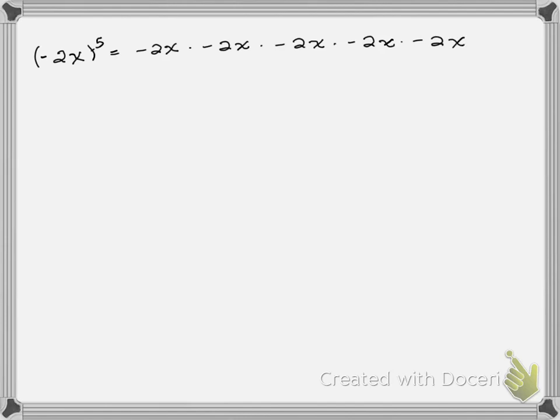So this is really all just multiplication, right? You could put a dot in between all of these. And so we can rearrange those factors to say that this is like negative 2 times negative 2 times negative 2 times negative 2 times negative 2 times x times x times x times x times x, which gives me just 5 factors of -2, and then 5 factors of x.